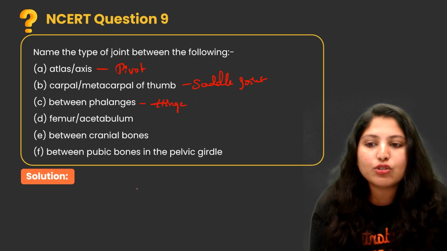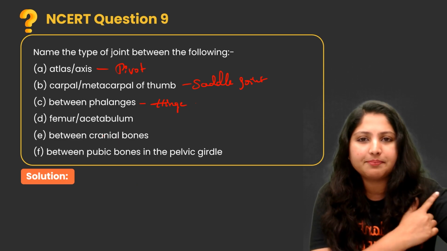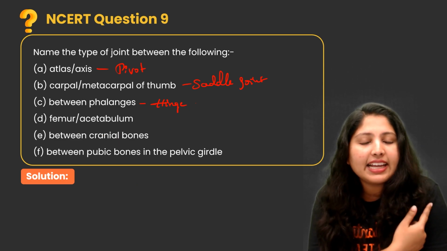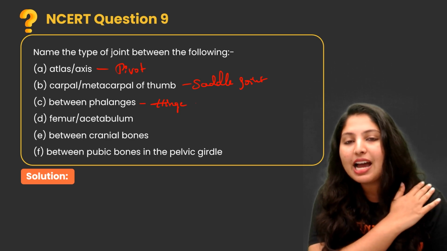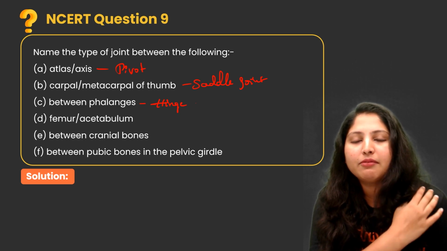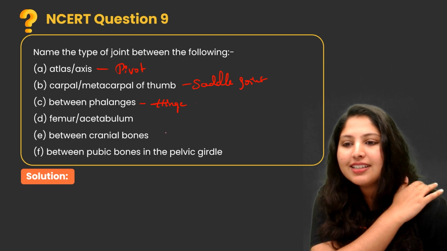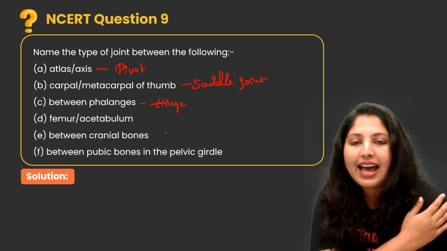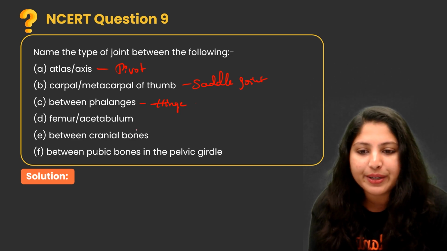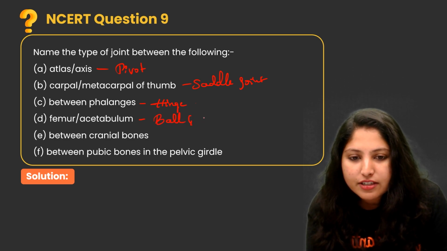Next, femur and acetabulum. Femur means this particular area containing the femur bone. The acetabulum is present in which bone? That is the pelvic girdle. Between the pectoral girdle and the arm, there is a joint. That joint is known as a ball and socket joint.